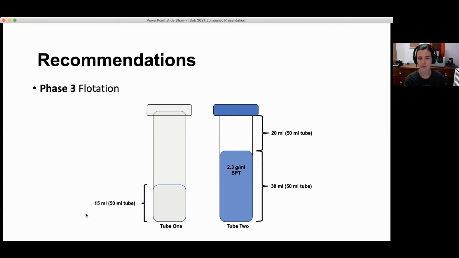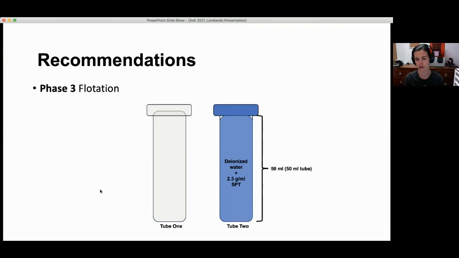So our next step in the protocol is to dilute the SPT with DI water. We are doing that in order to alter the density of this SPT liquid, to sink the phytoliths to the bottom of the tube and rinse and recover the precious sodium polytungstate, which is now in our tube two.